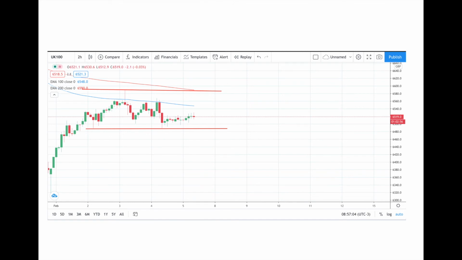Now, the reason we have a strong bias to buy the FTSE 100 is for the following reasons. One, Brexit has now been sorted for the United Kingdom. That is a risk that is behind the UK. There's no longer any chance of no trade deal. So that's supportive for UK stocks.